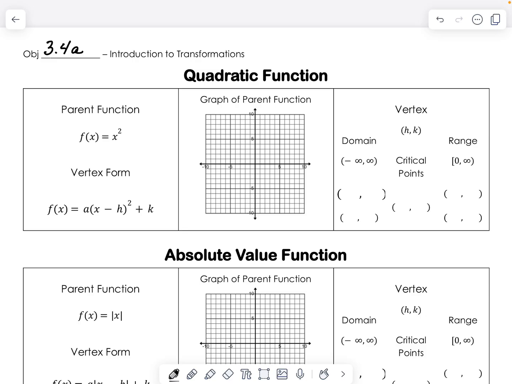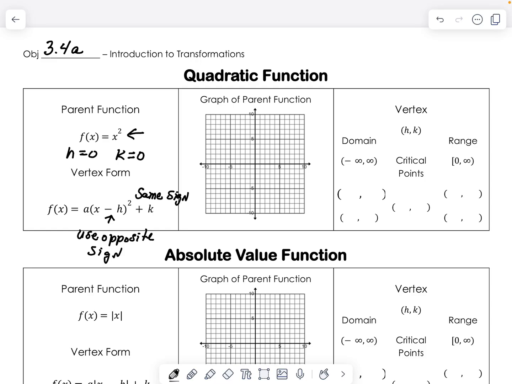So remember also, f of x equals a times x minus h squared plus k is our vertex rule. For h, remember you're going to use the opposite sign. And for k, you're going to use the same sign. So what is our h and our k here in this function rule? Well, both h and k are 0 because you don't see them there. They're not illustrated in this parent function. So if you don't see them, they are going to be 0.